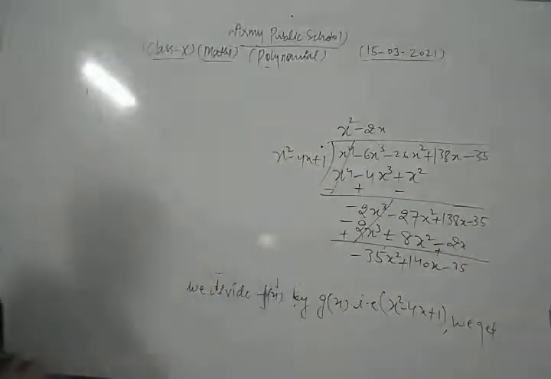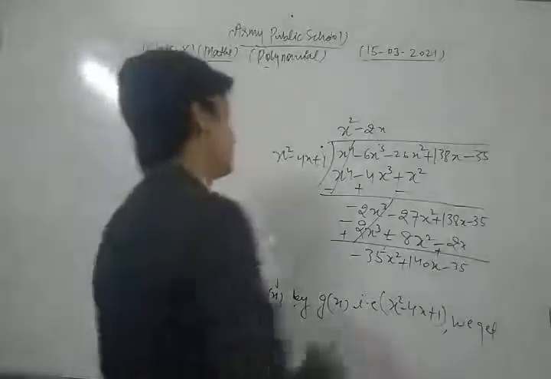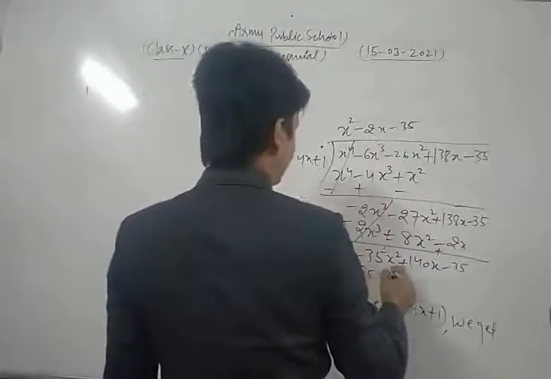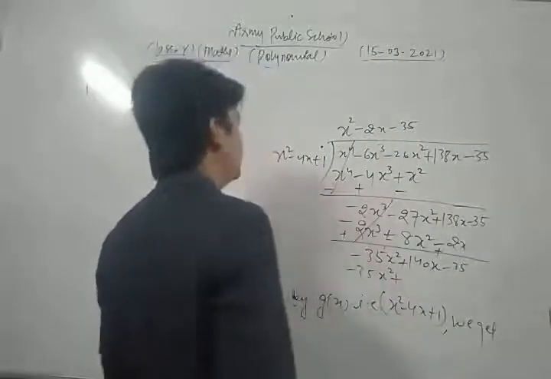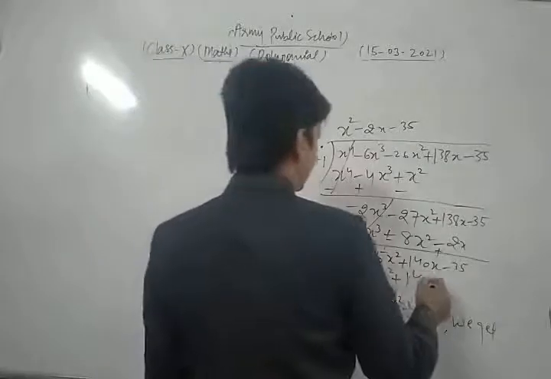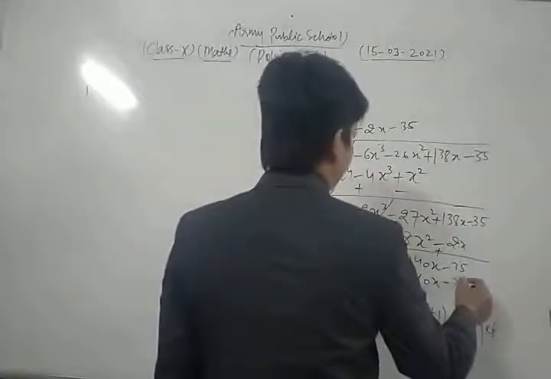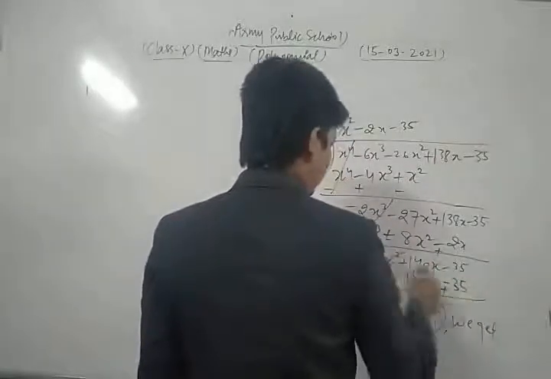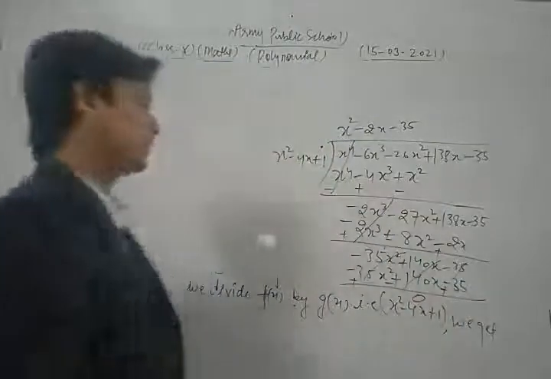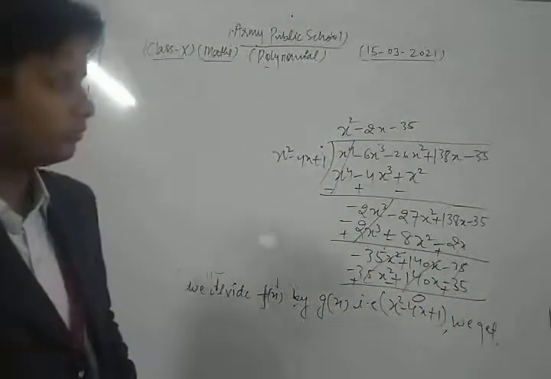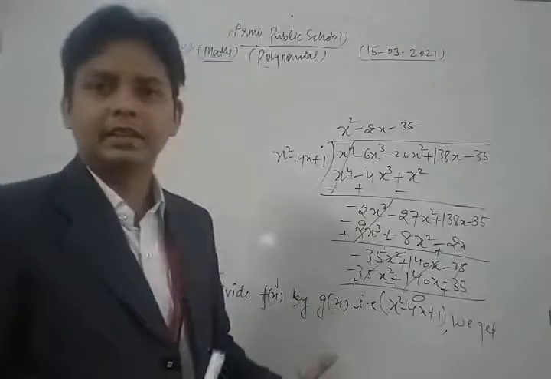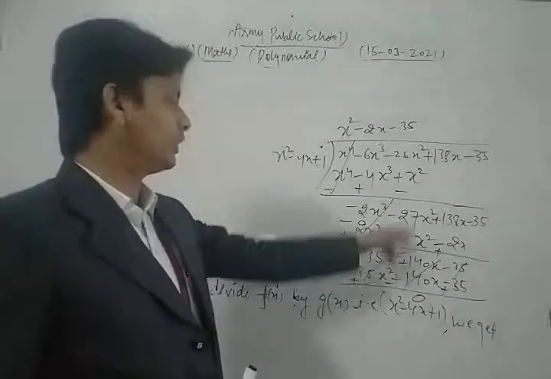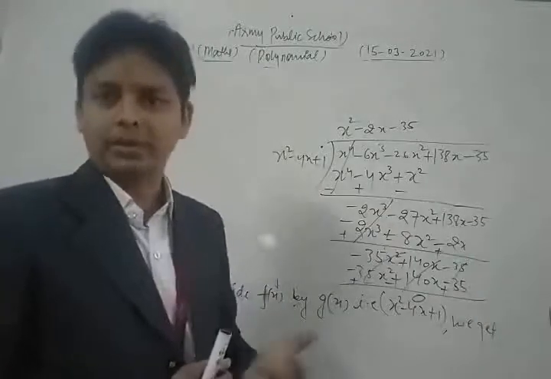Now we take minus 35 times. So we get minus 35x square, plus 140x, minus 35. Now we change the signs, so each term cancels the other. So we get 0. Thus, in this way, after dividing the given polynomial by the factor x square minus 4x plus 1, we get remainder 0. So remainder is 0.